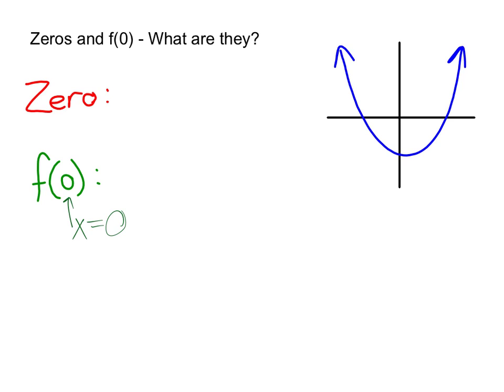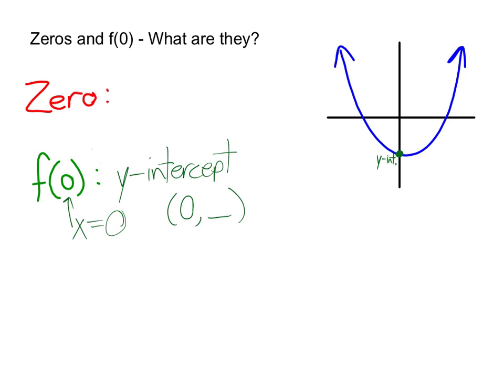Now, what does that look like, or where is that on our graph? It's our y-intercept. It's right here on the graph, the y-intercept. Why? Because you're going to have a point 0, something. It touches the y-axis. That's your y where x is 0, yeah.